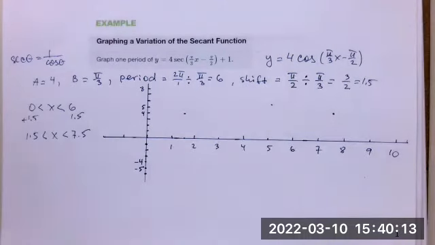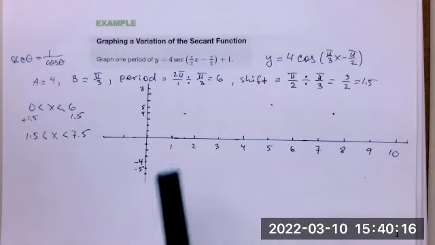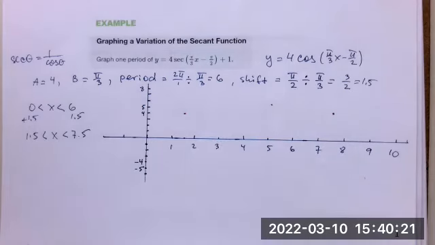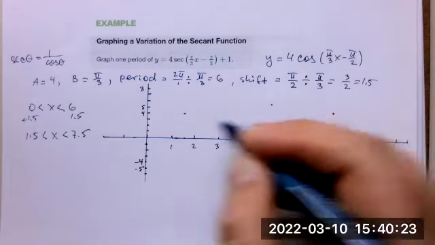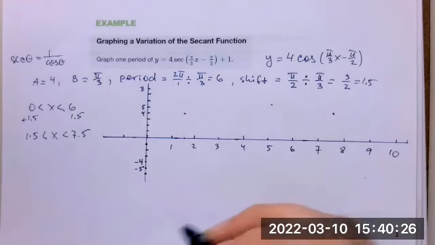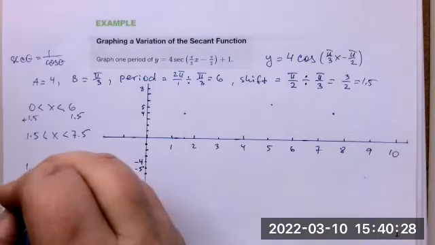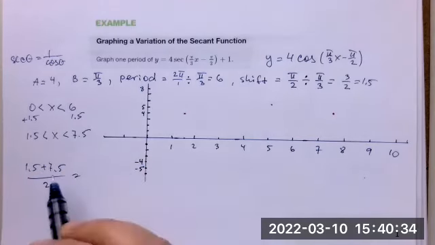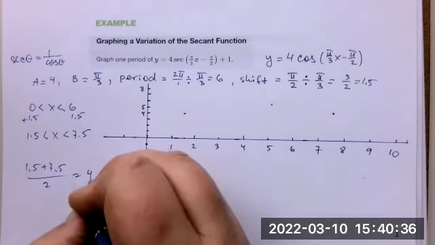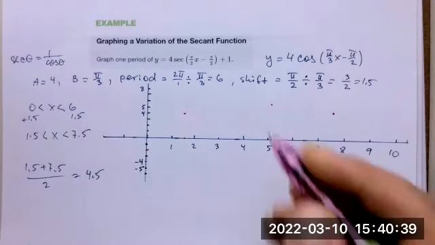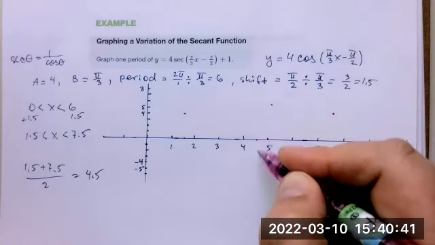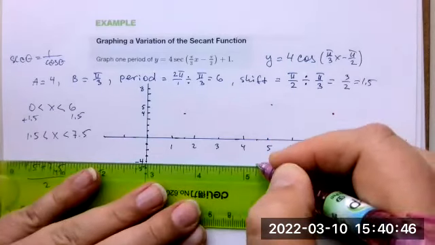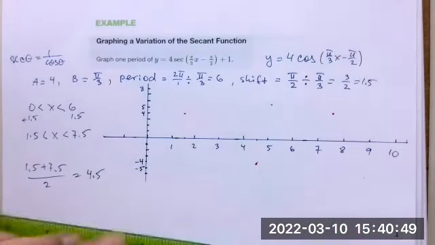In general, the most important points in the period are the beginning, the end, the middle, and the quarter points. So let's figure out those points. The middle between 1.5 and 7.5 is going to be, we have 8, 9, 4.5. So 4.5 is the center point, and the cosine has its minimum.